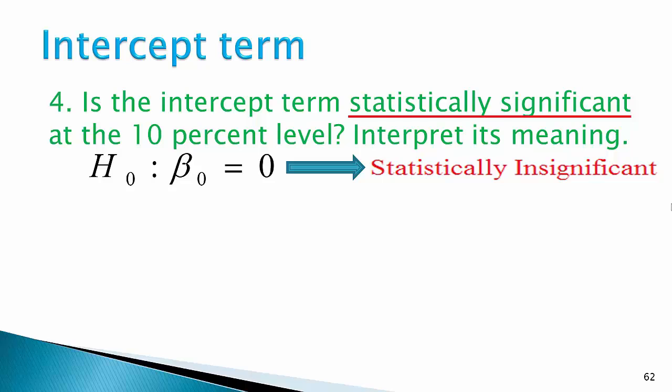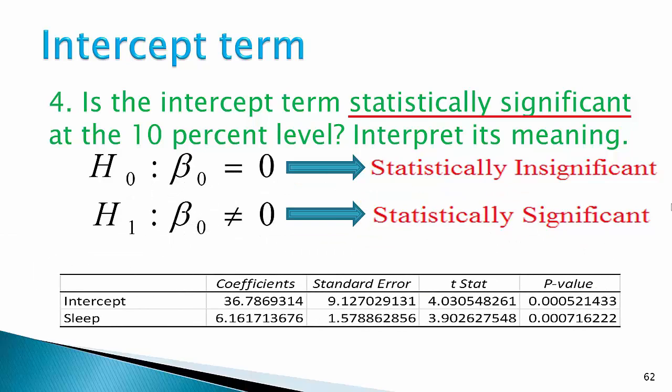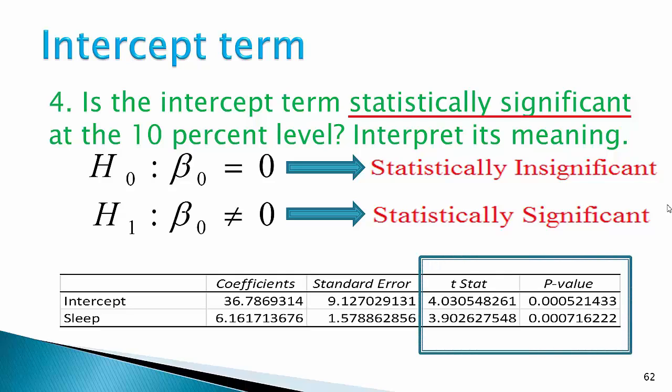This means that beta hat 0 is statistically insignificant. The alternate hypothesis states that the population intercept term is not equal to 0, meaning that beta hat 0 is statistically significant. Looking at the table of the sample regression coefficients, the test of statistical significance occurs here. The p-value here is testing whether the sample regression intercept term is statistically significant or not.